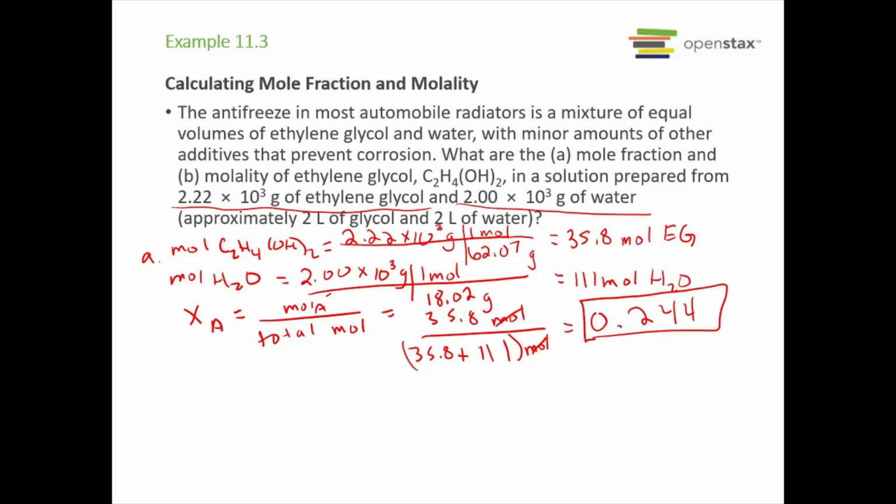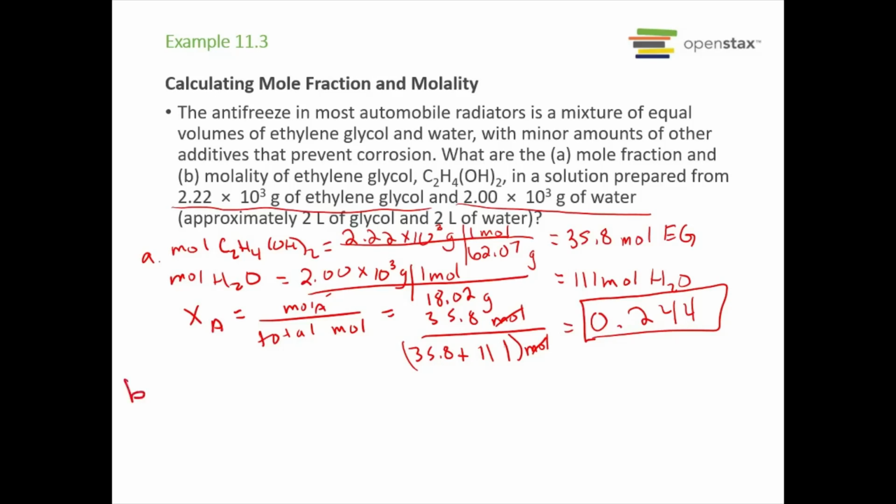So for part B, now we want molality, which is moles per kilogram of solvent. So as we can tell by the moles of each one, water here is going to be our solvent. We have more moles of water. It doesn't seem like it when we look in terms of grams, but we have more moles of water. So we're going to go ahead and call that our solvent and the ethylene glycol as our solute. And we already have our moles of ethylene glycol.